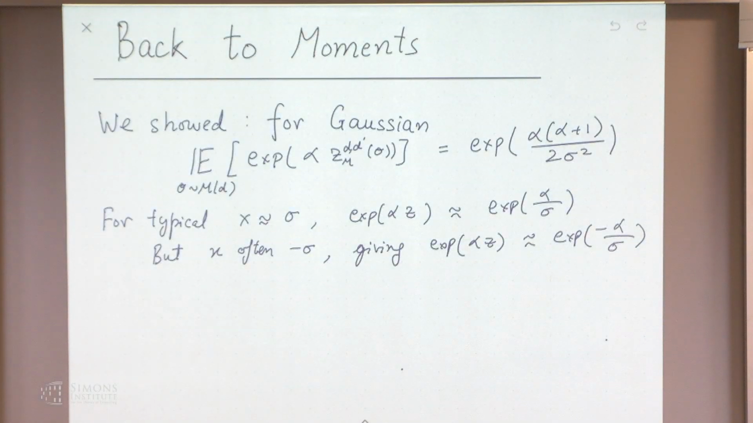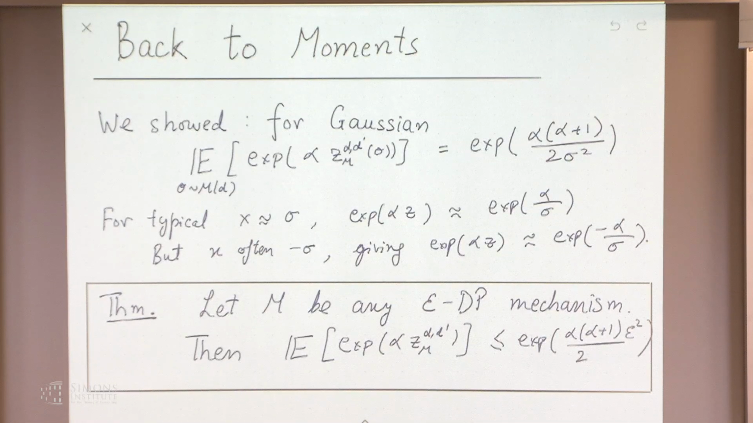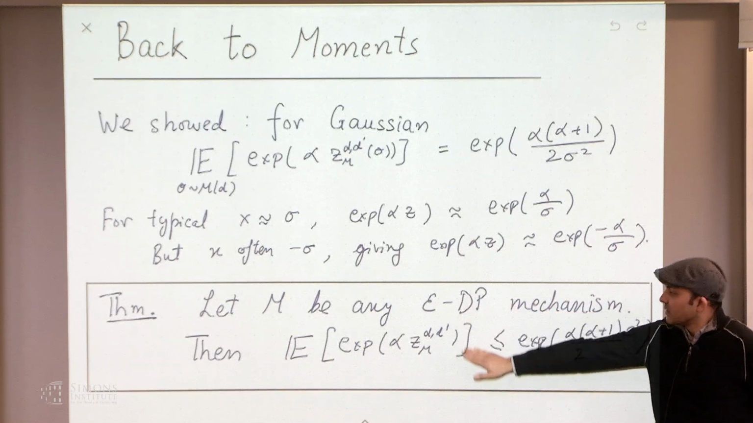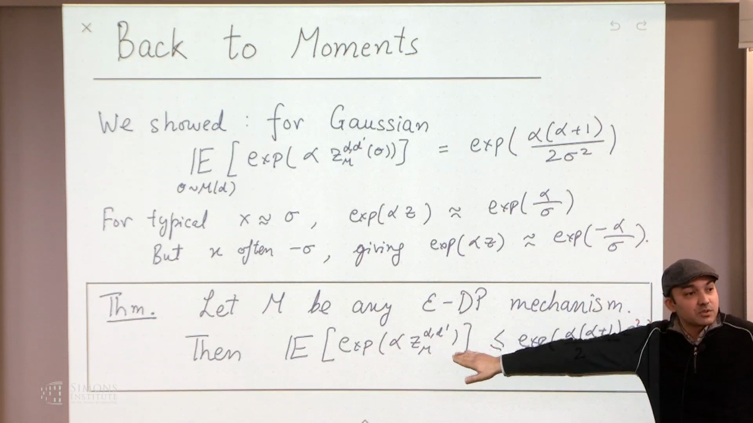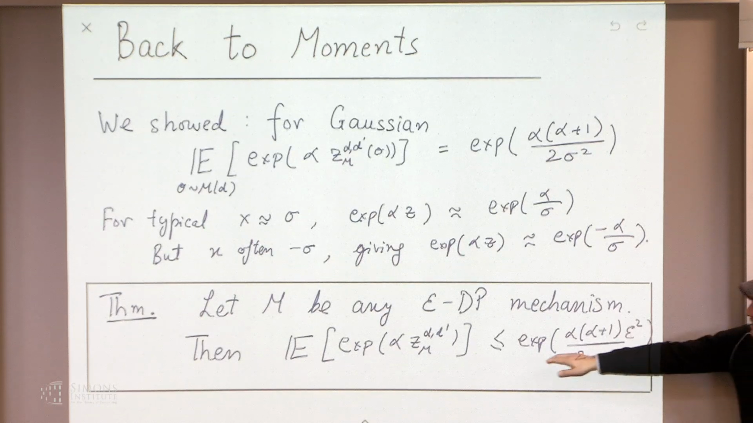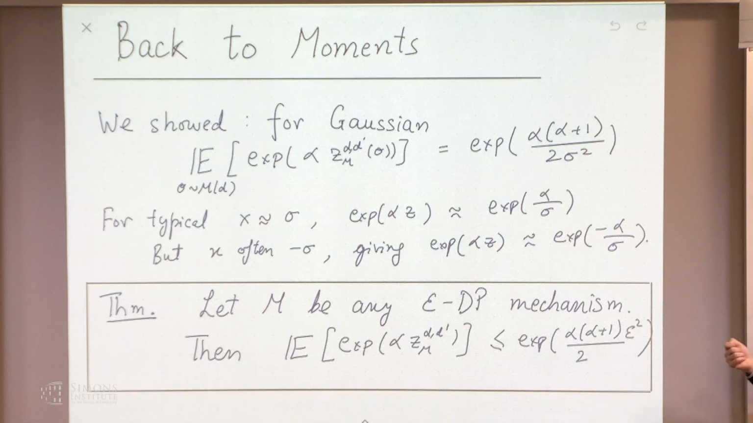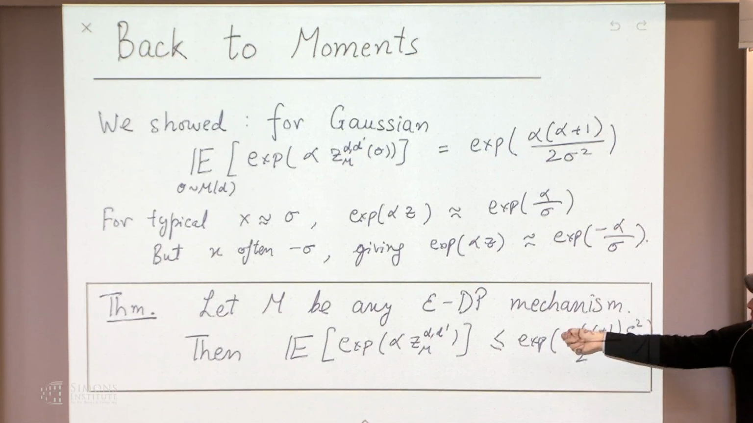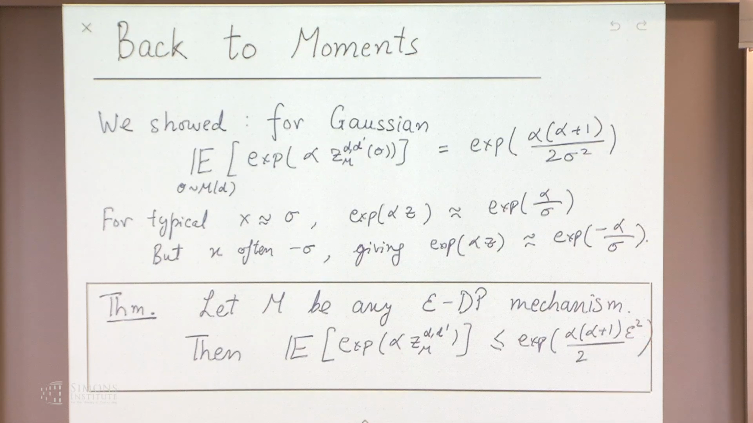And this is not just true for the Gaussian mechanism. This is a much more general statement. If you have any epsilon differentially private mechanism, then the expectation of e to the alpha times the privacy loss random variable grows as e to the alpha plus 1 times epsilon squared over 2. So even though this privacy random variable is only bounded by epsilon, the moments get to epsilon squared. Recall epsilon is usually less than 1, so epsilon squared is a lot smaller.